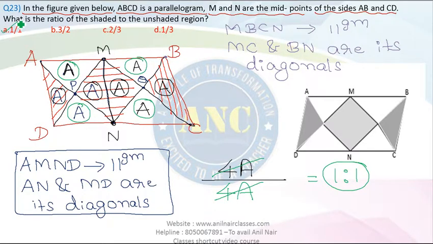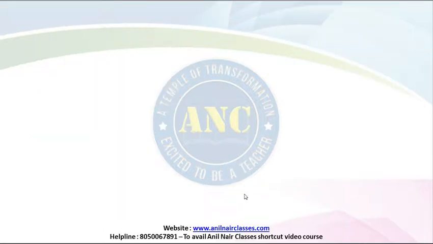Answer for my 23rd question, which may not be an examination question, but I definitely wanted to discuss this question because I believe that this is a very good question to be discussed. Answer for this is 4A divided by 4A, or it is nothing but 1:1. I hope the idea is very clear with this question.